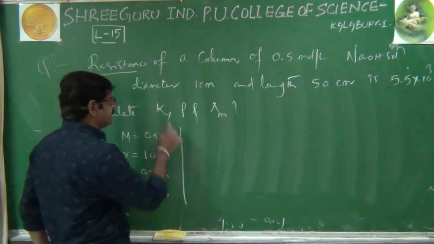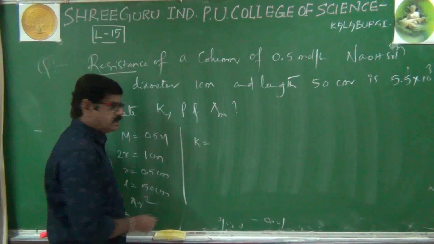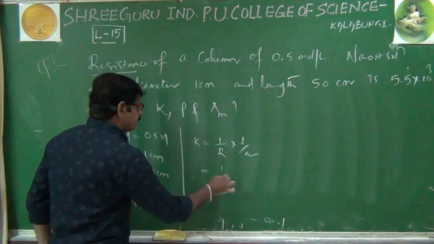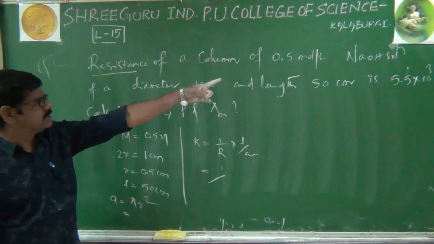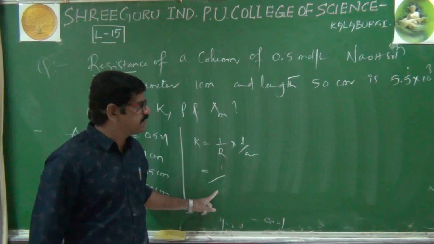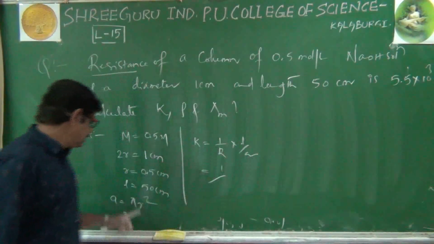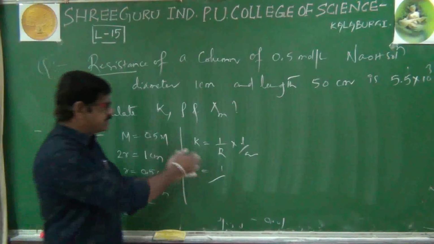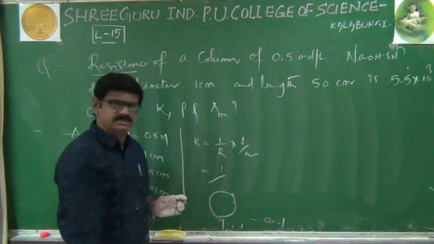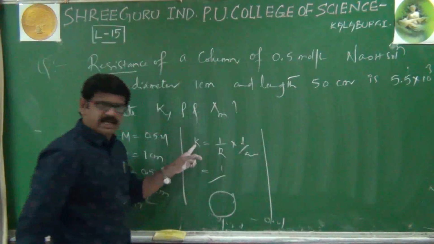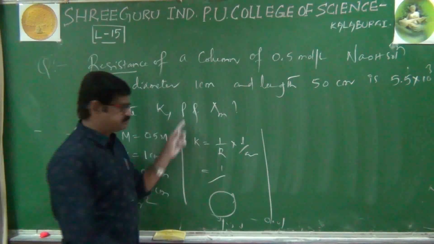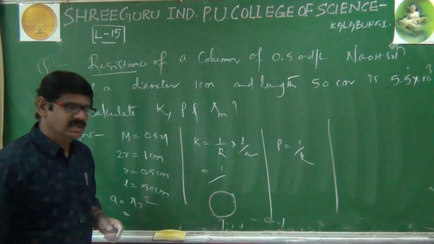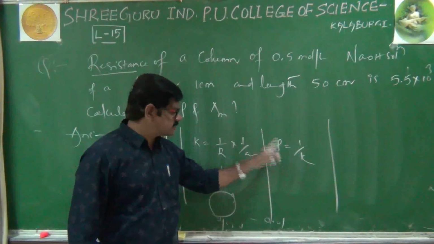Then once area is obtained, we'll go for K. K is equals to 1 by R into L by A. And 1 by R, R value is already there, that is 5.5 into 10 cube. We'll substitute here into L, length 50 divided by A. A we will calculate with the help of pi r square and substitute here. Then you will get the K value. Once you get K value, its reciprocal itself is rho, because rho is equals to 1 by K. That also you will get. Conductivity as well as resistivity are reciprocal to each other.